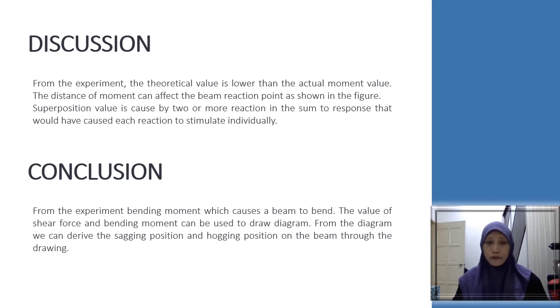As a conclusion from our group, the experiment on bending moment, which causes a beam to bend, shows that the values of shear force and bending moment can be used to draw the shear force diagram and also the bending moment diagram. And from the diagram, we can derive the sagging position and also the hogging position on the beam through the drawing.